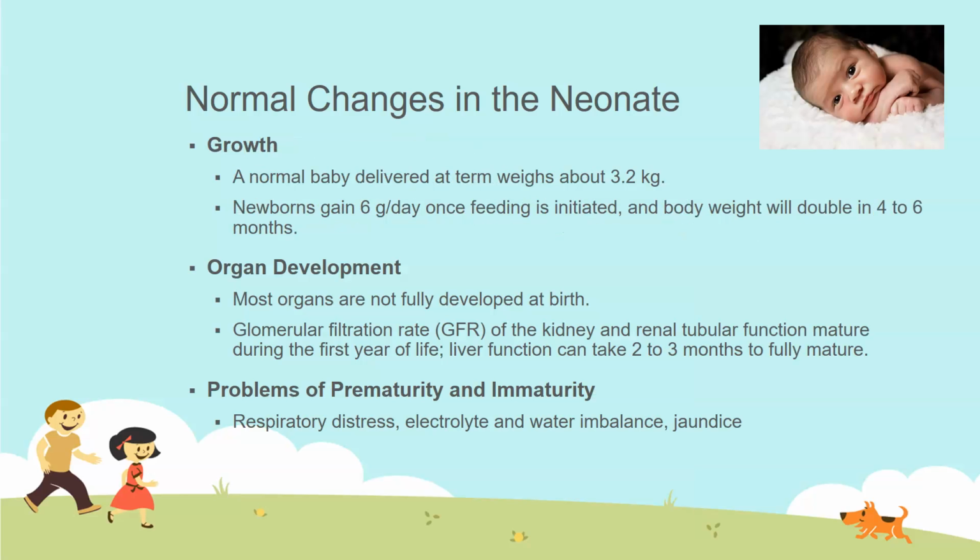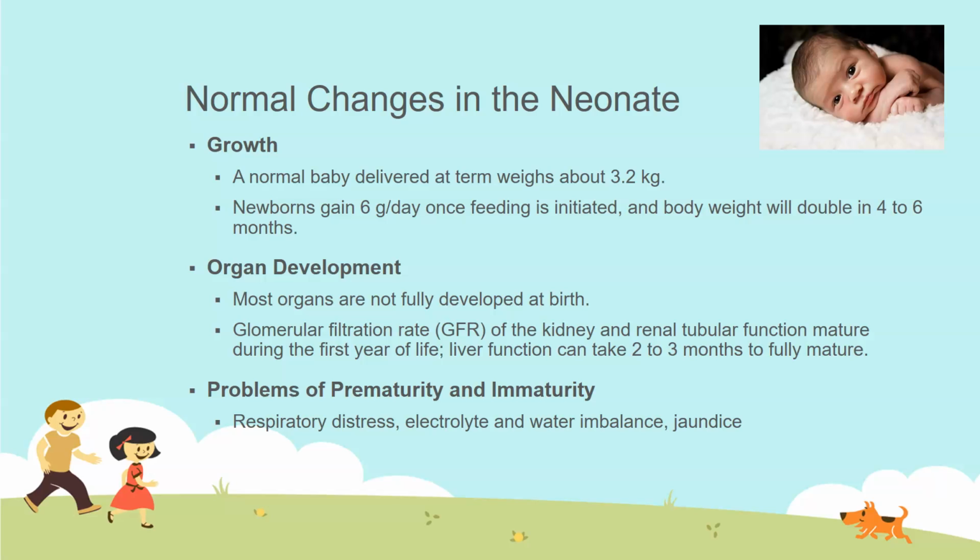Other normal changes in the neonate for growth. A normal baby delivered at term weighs about 3.2 kilograms. Again, about double that if you want to see what it is in pounds. Newborns will gain 6 grams per day once feeding is initiated, although in the first few days they may actually lose some weight as they figure out feeding, but then it starts to increase again, and their body weight will double in 4 to 6 months.